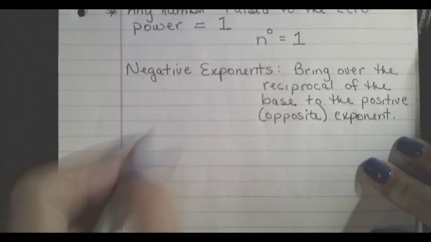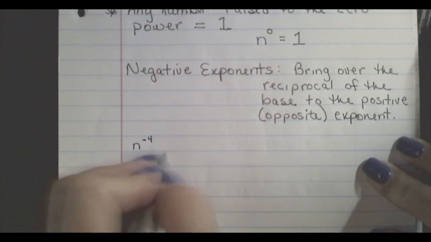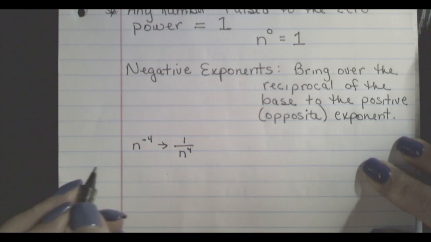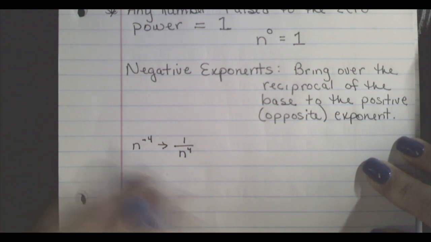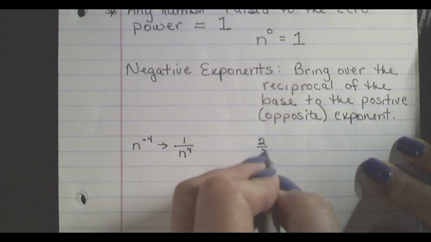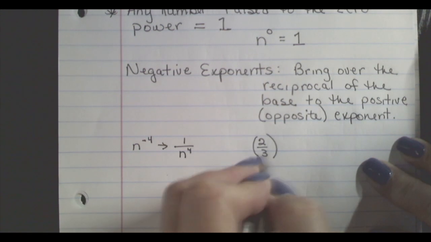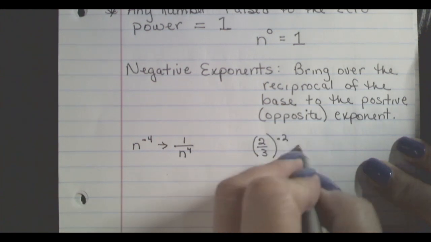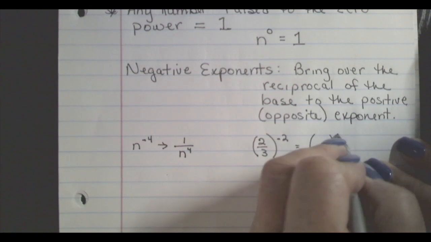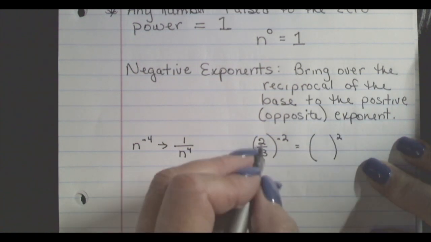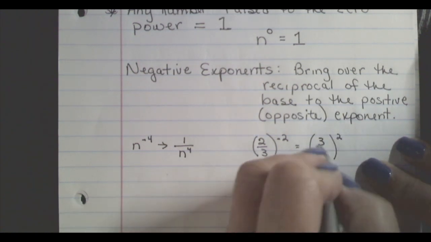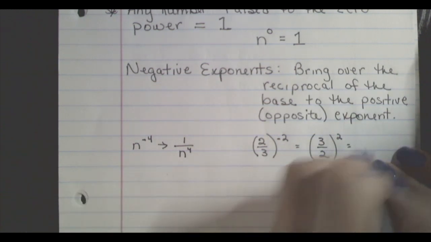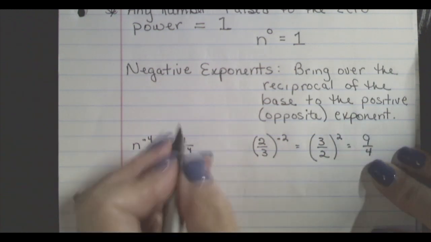All right, so if we have n to the negative 4 power, that becomes 1 over n to the 4th power. If I have 2 over 3 and the whole thing is raised to the negative 2, then in order for that to become positive 2, we would need to flip this to its reciprocal, which would be 3 over 2. And that is going to equal 9 over 4.